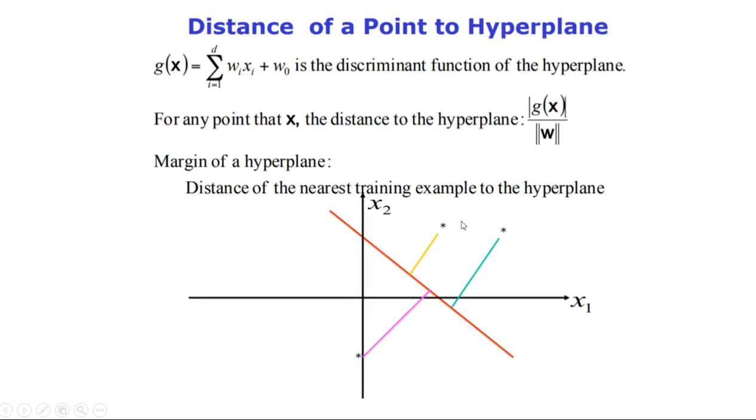That's why we need to understand how to calculate the distance from a point. Here a star is a point and here a star is a point. How do we calculate the distance between this point and this red line, or red hyperplane? If the hyperplane equation is denoted as g of x, then the perpendicular distance formula is the modulus of g of x divided by the modulus of w. That is the formula.